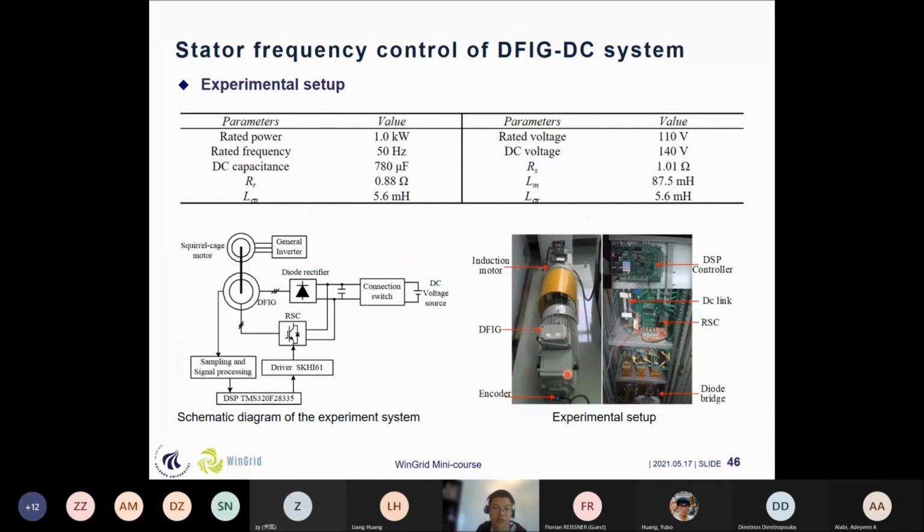And this is the experimental setup. We can see that the rated power is 1 kilowatt, and this is the schematic diagram, and this is the experimental setup. We have a DFIG here, and we have an induction motor to serve as the prime motor to make it rotate at the rated speed. And these are the DSP controllers, and this is a diode bridge connected to the stator side.